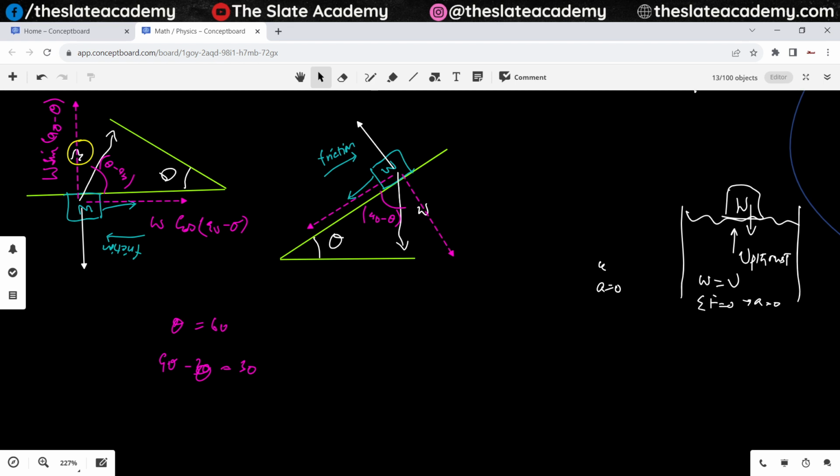So we did cos(90 minus theta) and sin theta. They would give you the same value. Cos 30 and sin 60. This is a simple rule of trigonometry. Similarly, you have sin(90 minus theta) is equal to cos theta.